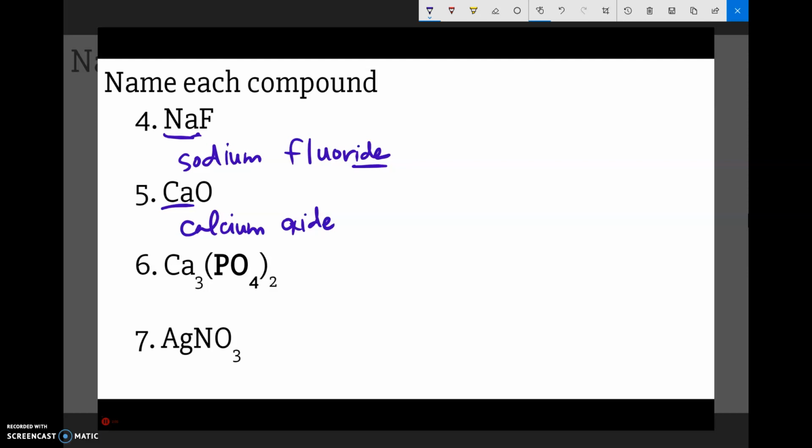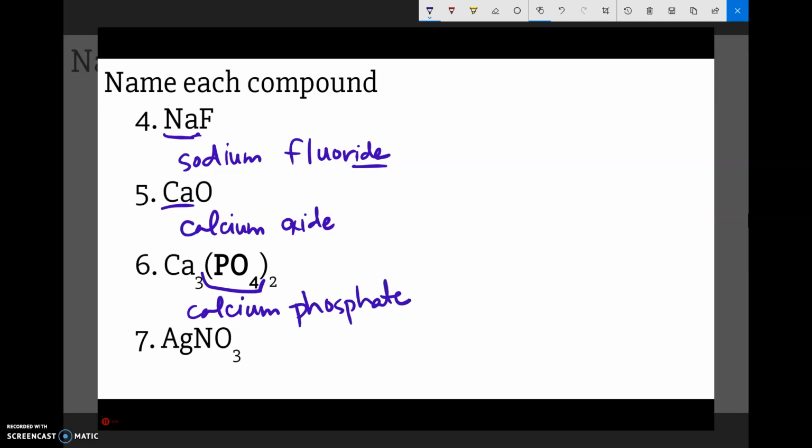Number 6, again, we have calcium. And if you notice right here, we've got PO4. When you have a formula and you have 3 or more different elements, you are for sure going to have a polyatomic ion. So you're going to look for this name by looking at the polyatomic ion list and finding PO4. And the name of that is phosphate. So this is just called calcium phosphate.